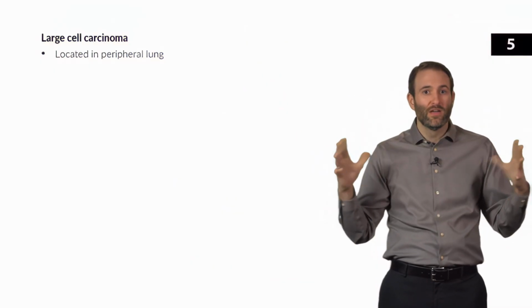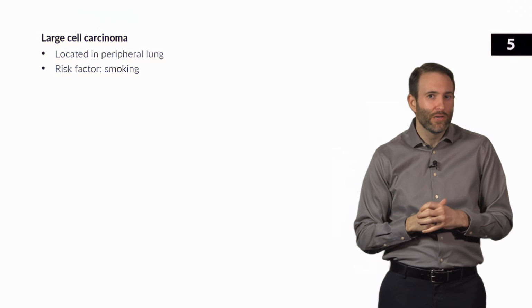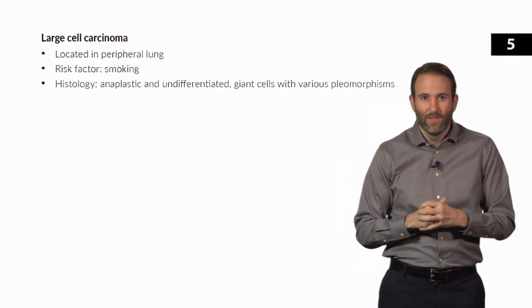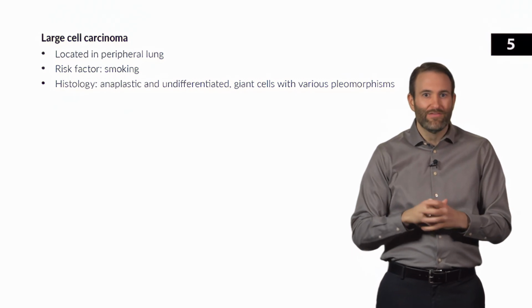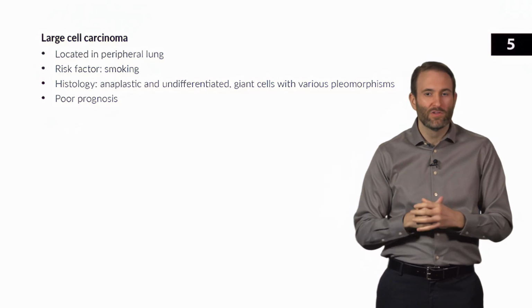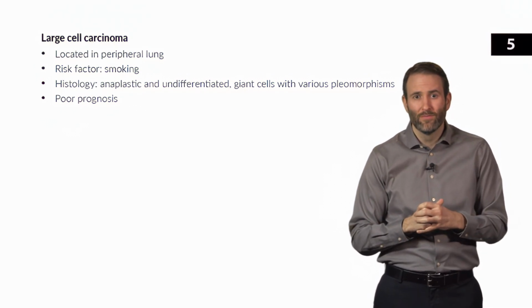Let's move on to large cell carcinoma. Large cell carcinoma also found in the peripheral sides of the lung. It is strongly associated with smoking again. And these cells are anaplastic and undifferentiated. And giant cells are seen with kind of various pleomorphisms. And this cancer has a very poor prognosis and responds pretty poorly to chemotherapy as well.